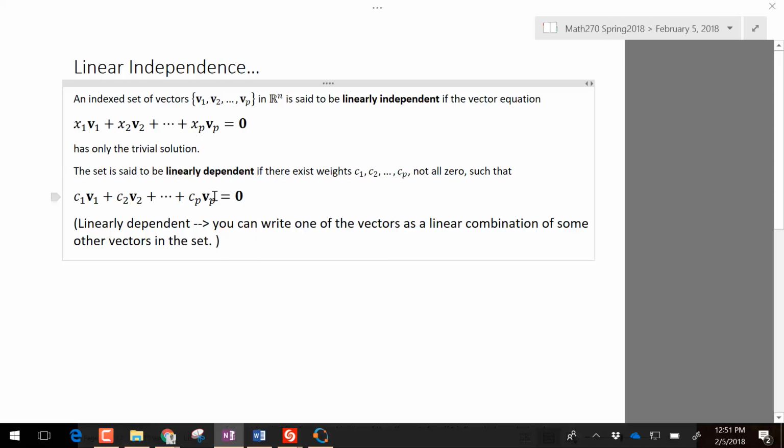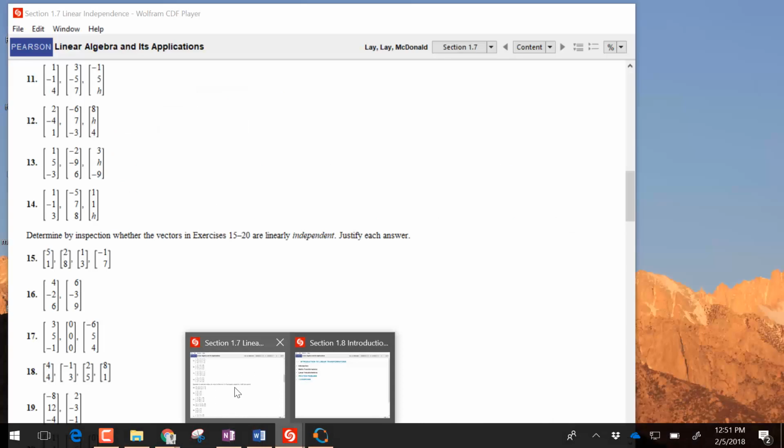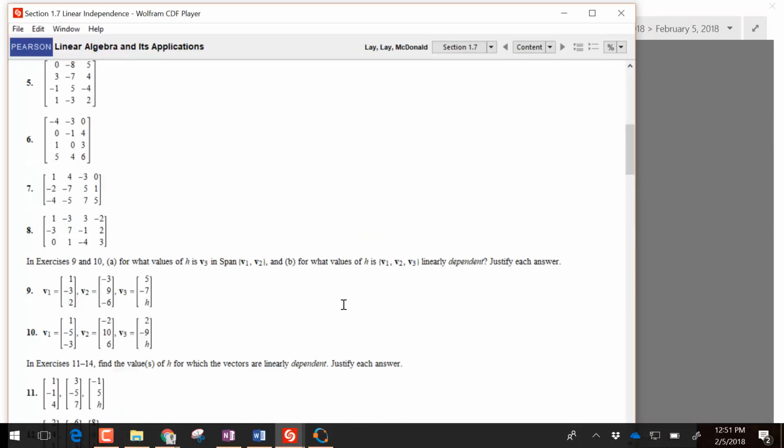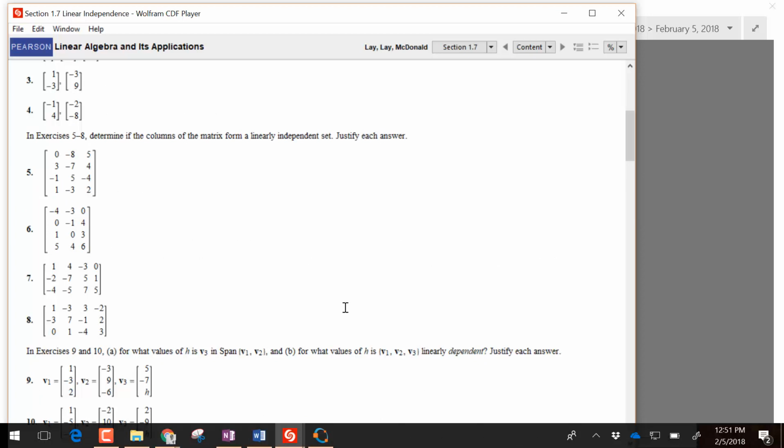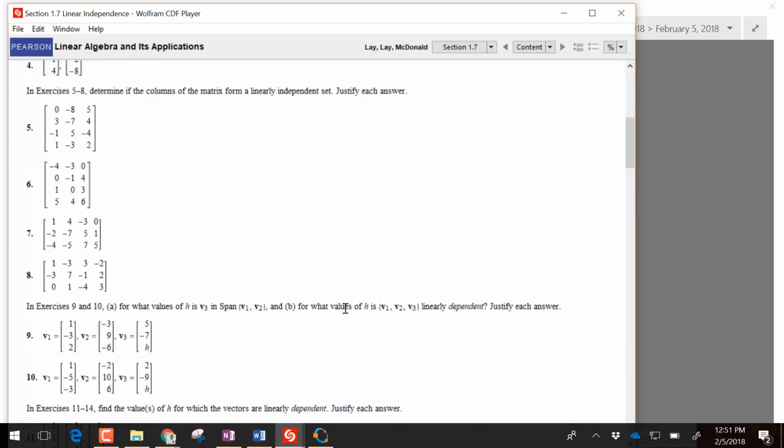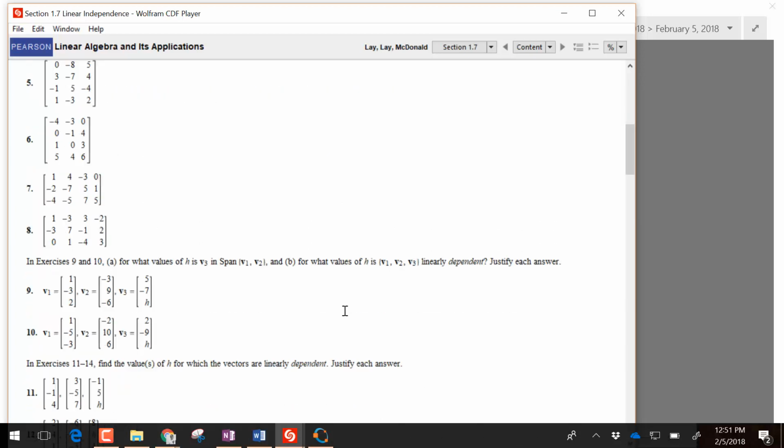didn't say anything about if any of these vectors are 0, but we can take a look at some of those problems where if one of these vectors is equal to 0, then they're considered linearly dependent. All right, let's take a look at some examples. Let's grab the book and take a look at some examples. We did one or two examples yesterday or last time, whenever last time was. And so let's do a couple more to see.